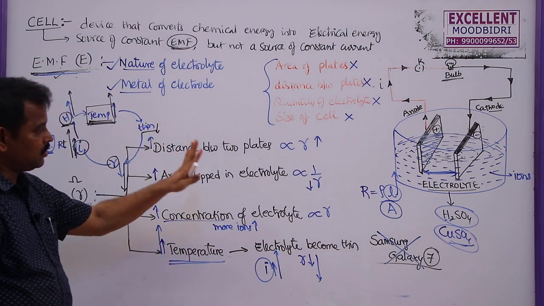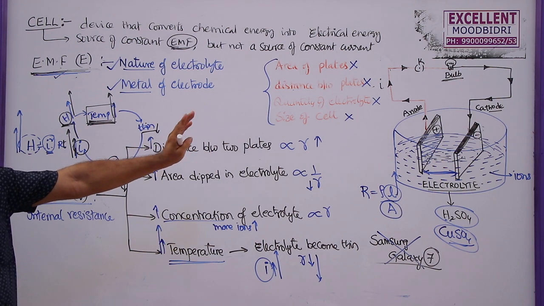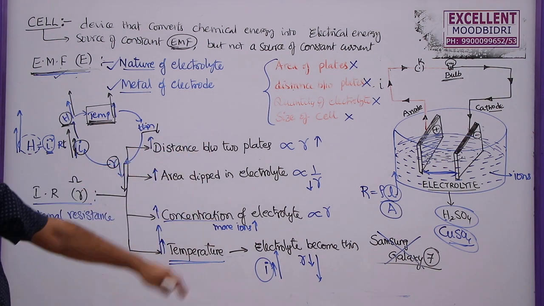So that's why it is better to maintain a constant required critical temperature for the cell to operate at its best efficiency.